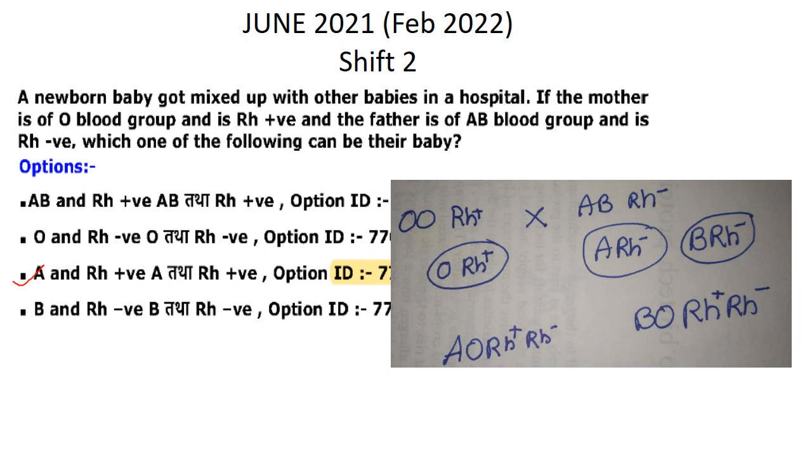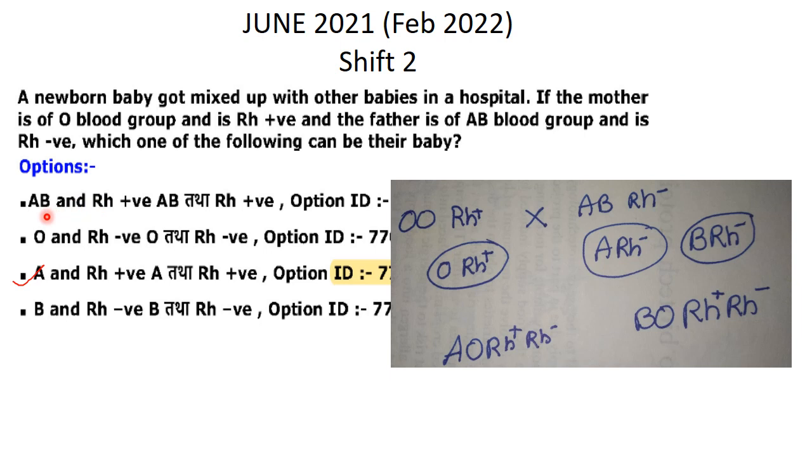So, this is the blood group of the mother, that is O blood group and Rh positive, and this is that of the father, AB and Rh negative. So this will be the gamete produced by the mother, and these are the 2 types of gamete produced by the father. The child will be either AO or BO and Rh positive. So A positive or B positive. So which one of the following can be their baby?